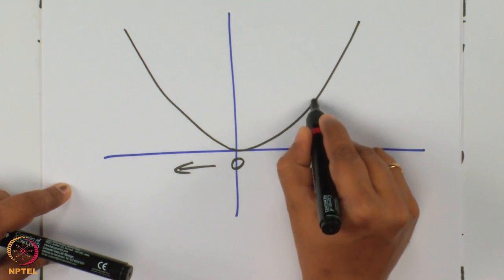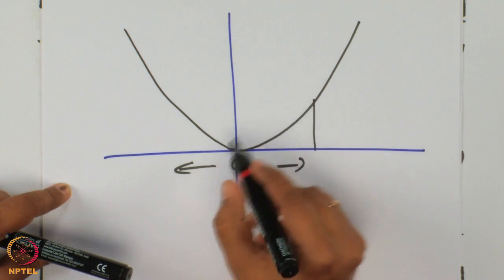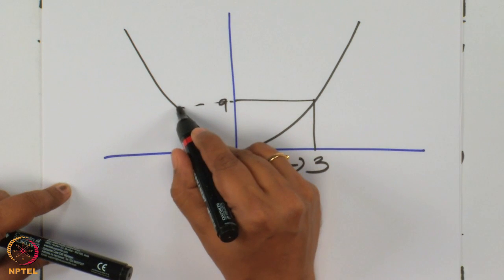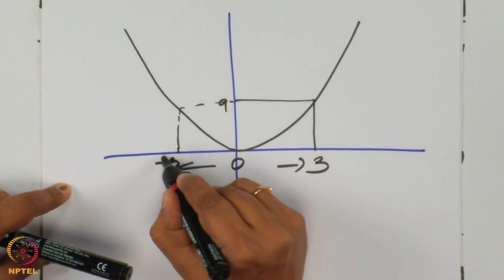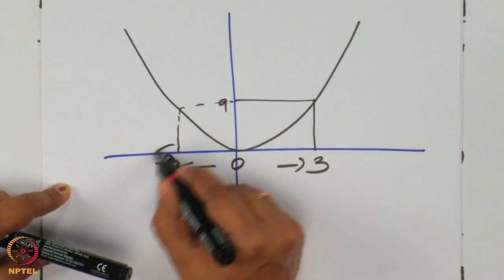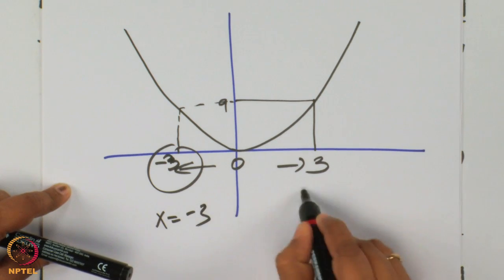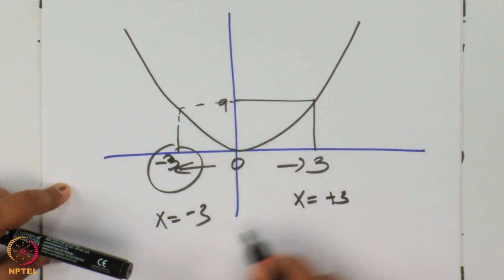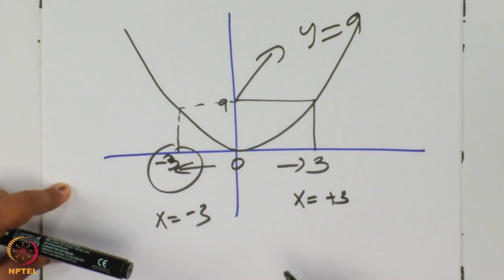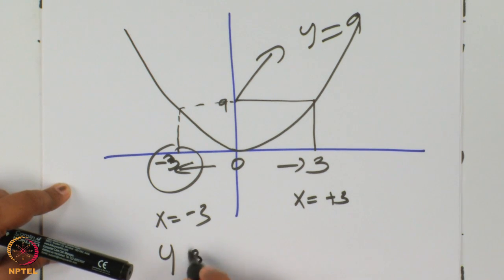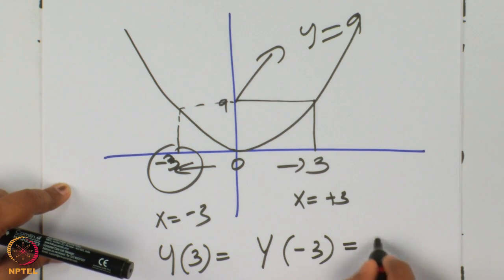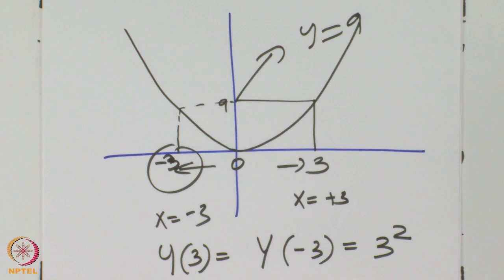Whatever be the x value, if x value is 3, there will be 9. So if this is 3, this is 9. If x is minus 3, the y is also 9. So this x is equal to minus 3, this x is equal to plus 3, and in both cases y is 9. So y of 3 is the same as y of minus 3, which is 3 square. So this is the symmetry.